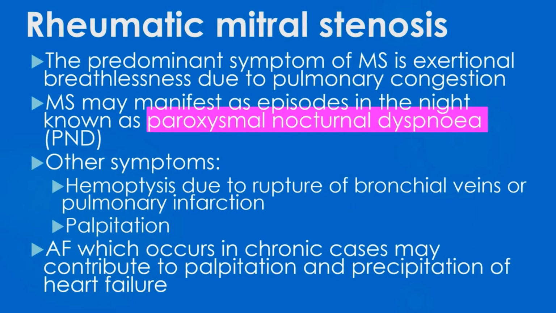The predominant symptom of mitral stenosis is exertional breathlessness due to pulmonary congestion. Mitral stenosis may manifest as episodes in the night known as paroxysmal nocturnal dyspnea. Other symptoms are hemoptysis due to rupture of bronchial veins or pulmonary infarction, and palpitation. Atrial fibrillation, which occurs in chronic cases, may contribute to palpitation and precipitation of heart failure.